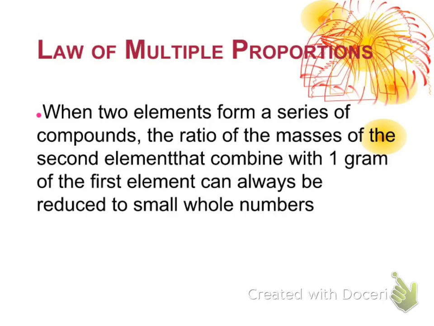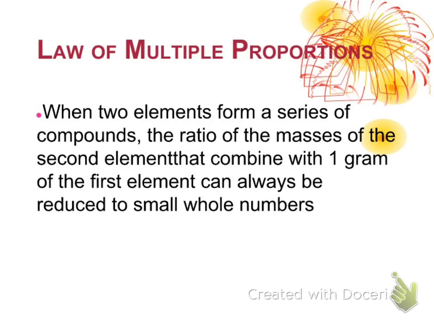Okay? So, it says when the elements form a series of compounds, that's a series of compounds with the same two elements, the ratios of the masses of the second element that combine with 1 gram of the first element can always be reduced to a small whole number ratio. Okay? What that means is that this second weight can be divided into the other weights of the other compounds and give you a ratio. So 1.33 divides into 2.66, and what number do you get out? 2. So it's double the number of atoms, because it's double the weight.